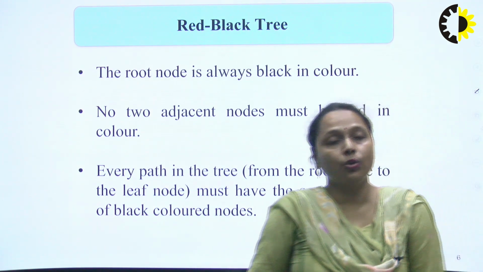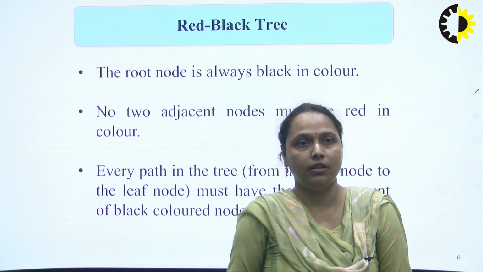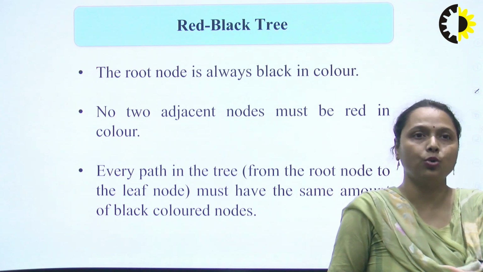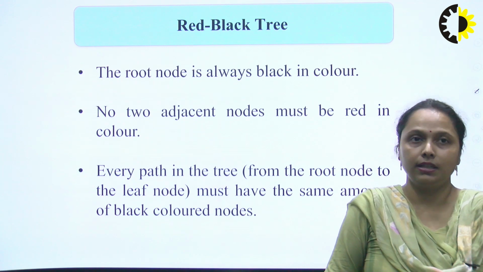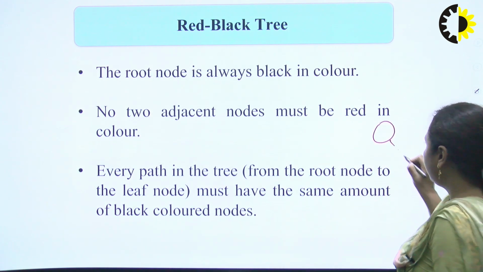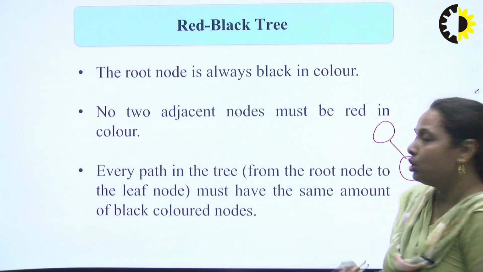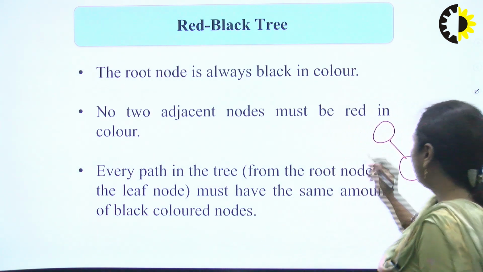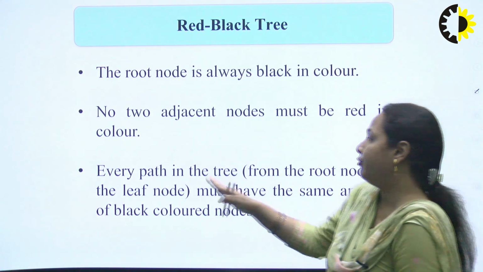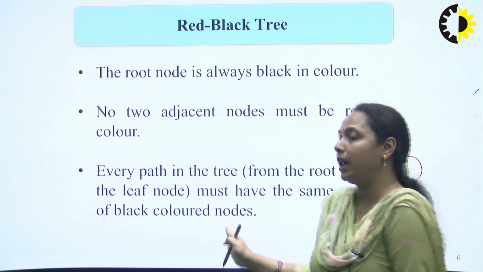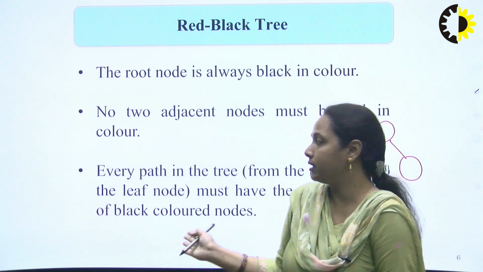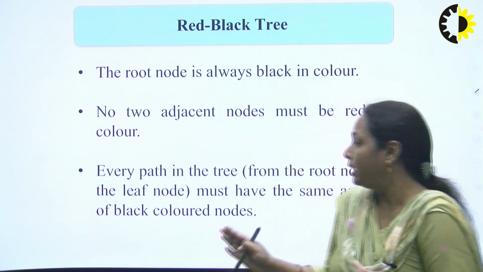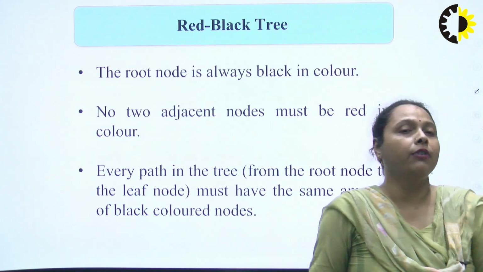Now, as we know, the root in the red-black tree is black in color, and 2 adjacent nodes cannot be red in color. Okay? Means if I am drawing a tree like this, these are 2 adjacent nodes. So, these 2 nodes cannot both be red in color. One node must be black. Every path in the tree must have the same number of black colored nodes. That is, we have already discussed the property. If I am considering any path of the RB tree, then the number of black nodes is equal while following any path.